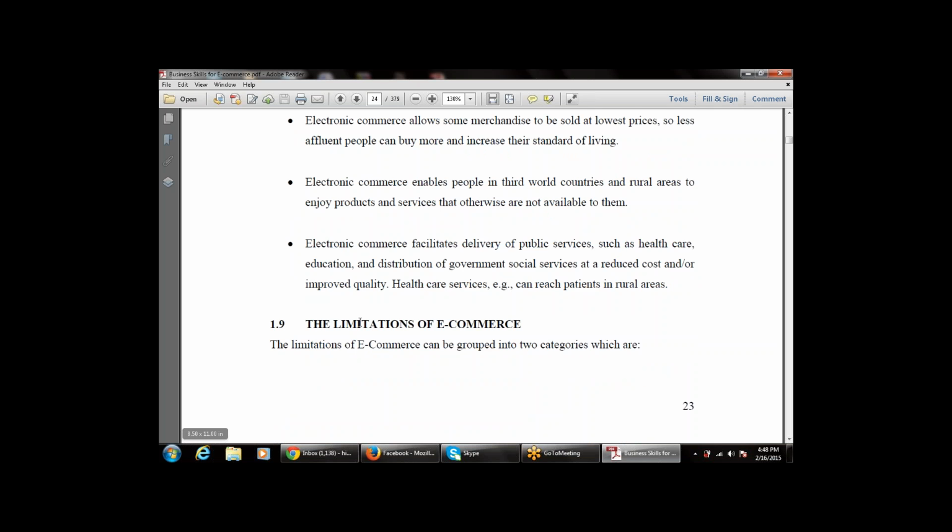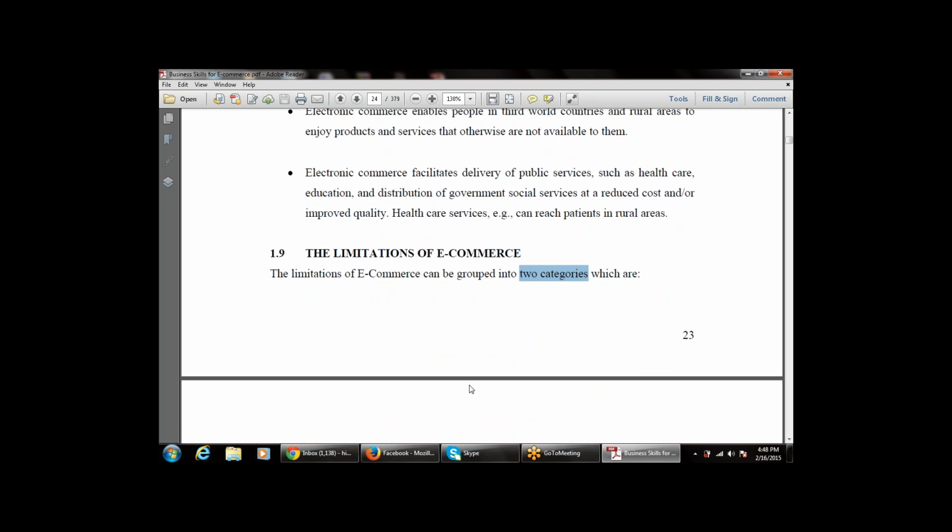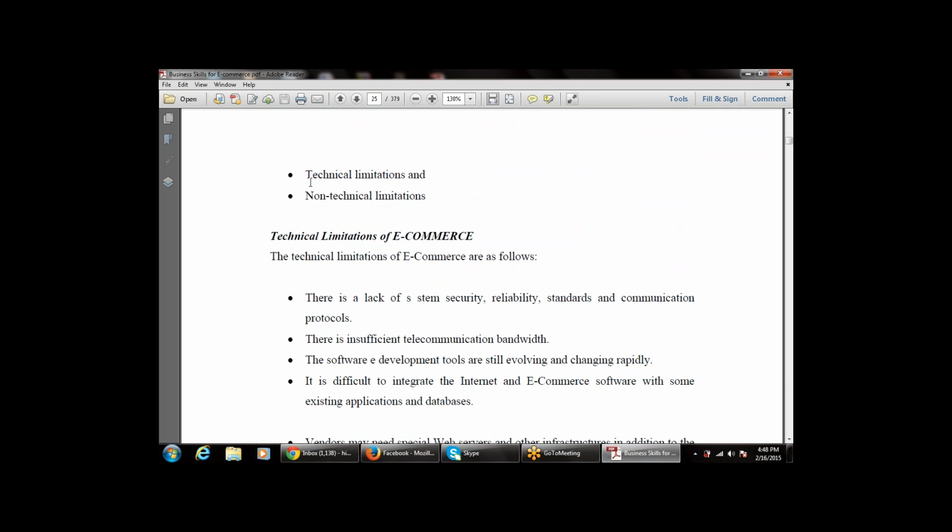Now, next we come to the limitations of e-commerce. That is today's topic. What are the limitations of e-commerce? Now let's start with today's topic, the limitations of e-commerce. This is grouped into two categories. What are the two categories? One is technical, one is non-technical.